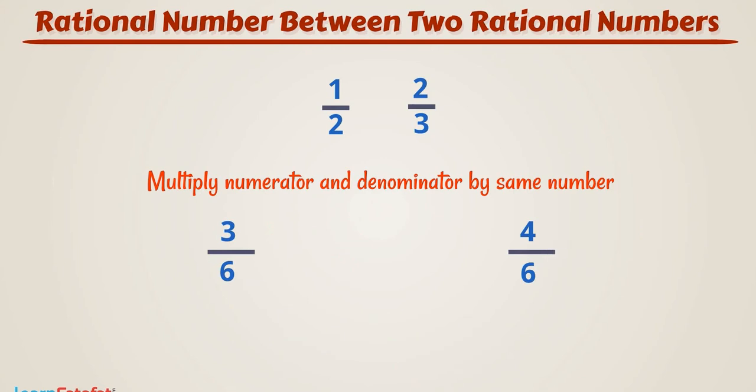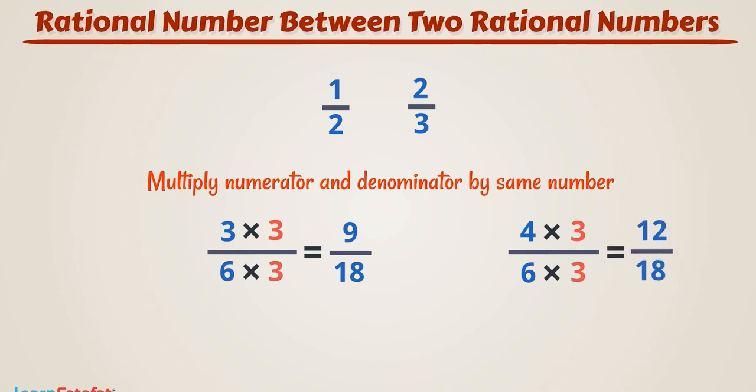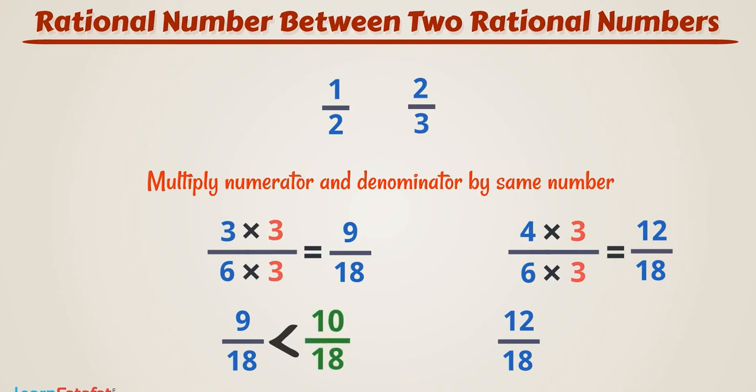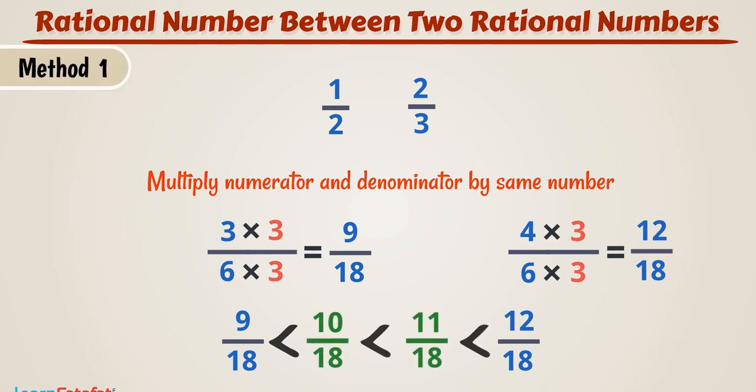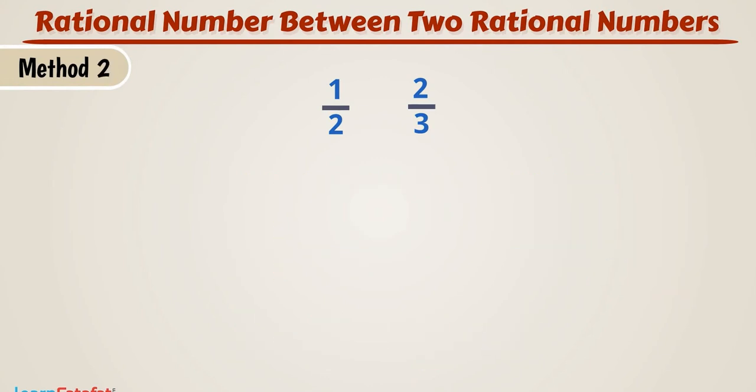For example, if we multiply by 3, then we get 9 by 18 and 12 by 18. And so we can write more rational numbers, that is 10 by 18, 11 by 18. This is one method of finding rational numbers between two rational numbers. There is also another interesting method.